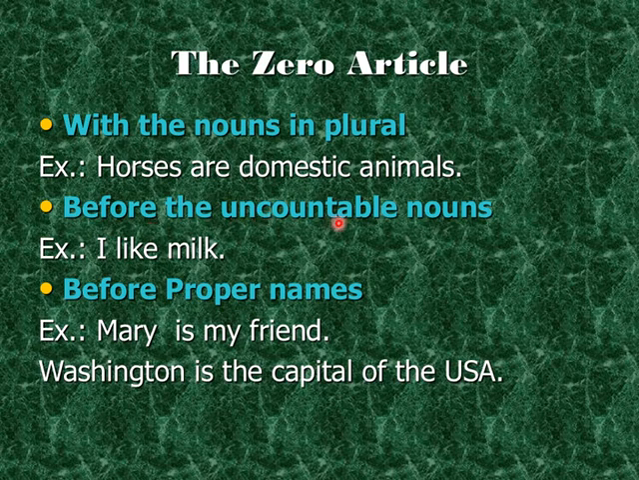Before uncountable nouns. For example, I like milk. Before proper names. Mary is my friend. Washington is the capital of the USA. So students, this was the zero article. Now, what is the meaning of zero article? I hope you're able to understand now.